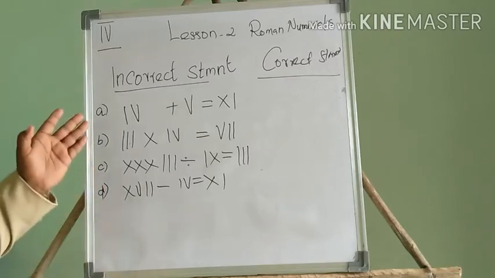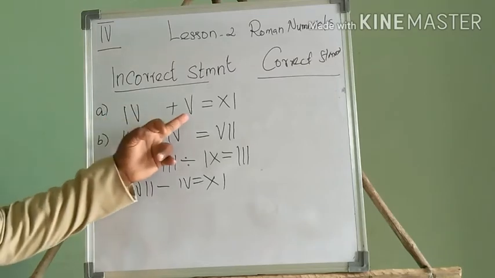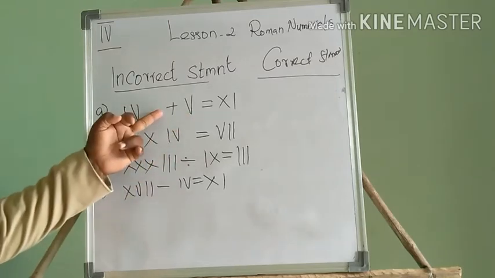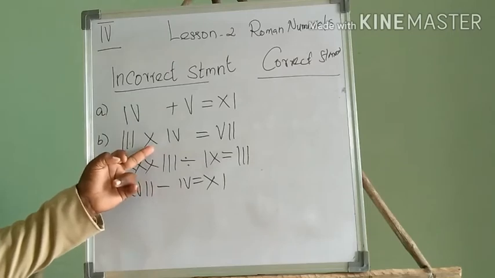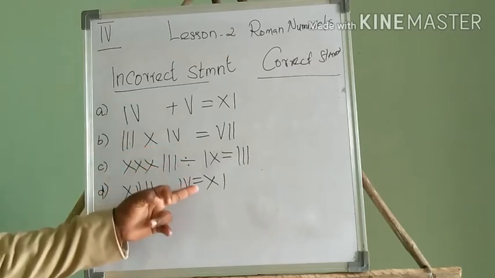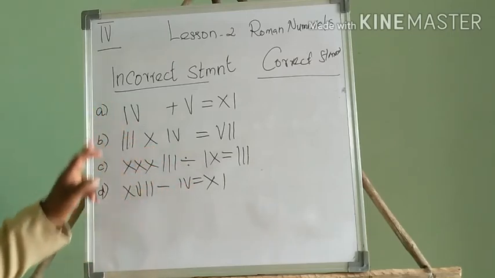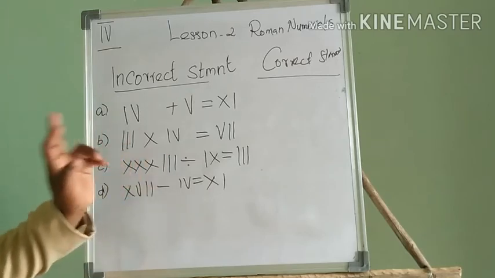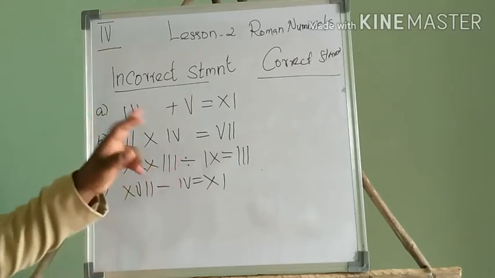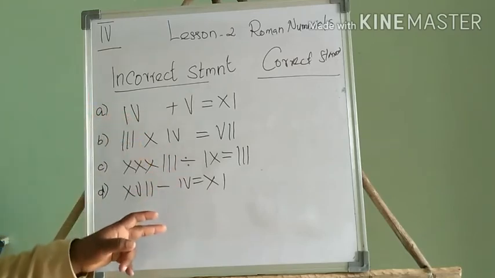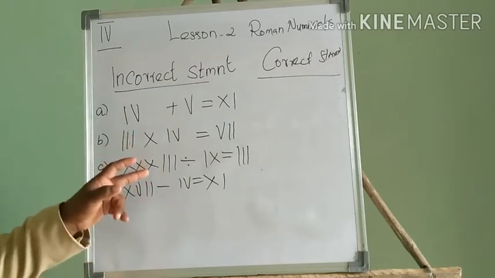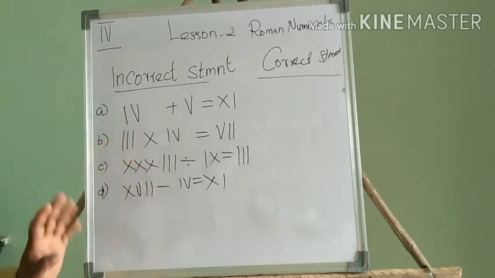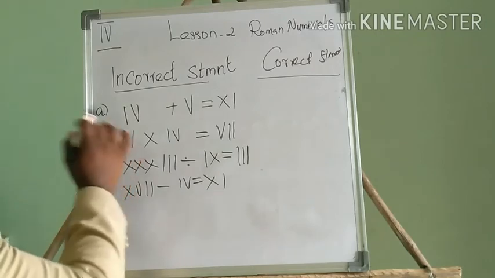First they have given 4 plus 5. So addition, this is multiplication, division and subtraction. Using these Roman numerals, how do we solve these arithmetic operations: addition, subtraction, multiplication, division? Okay, first we will solve this first one, A.